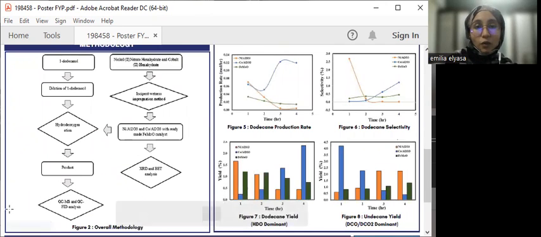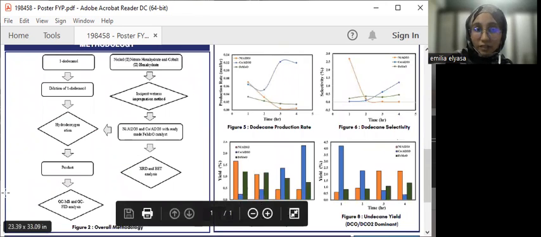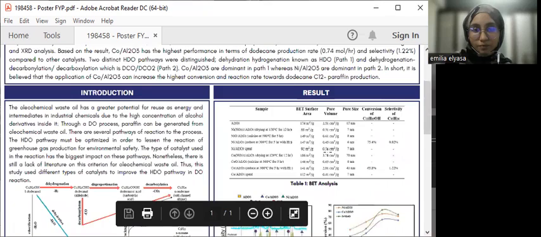The product was undergoing GCMS for qualitative analysis and GCFID for quantitative analysis. Meanwhile, the catalyst was characterized using XRD and BET analysis. What is the result?